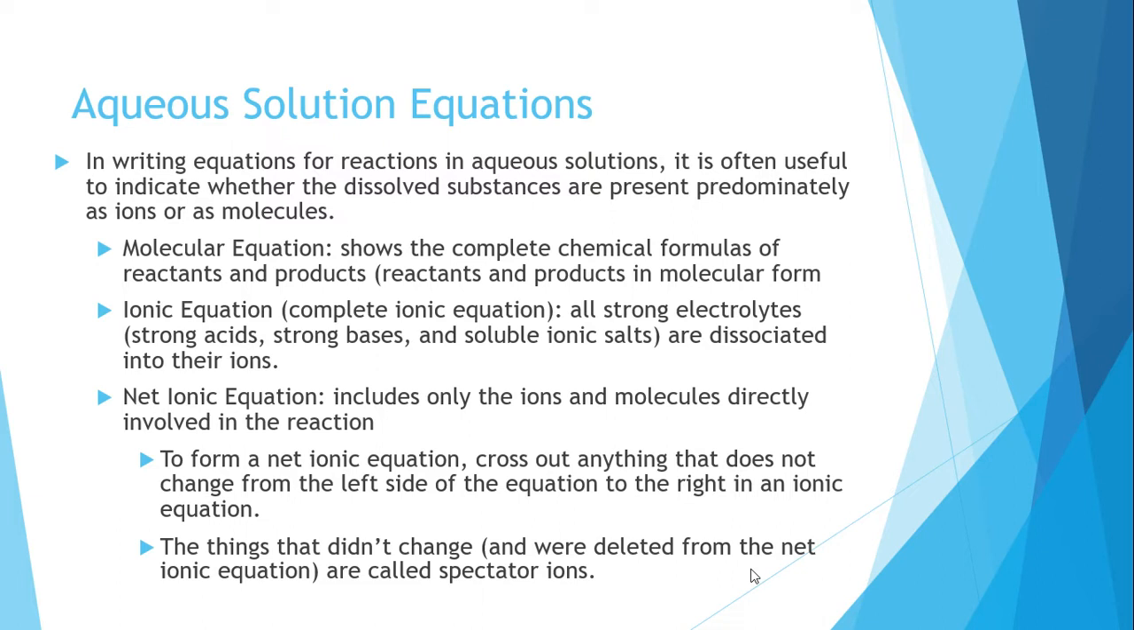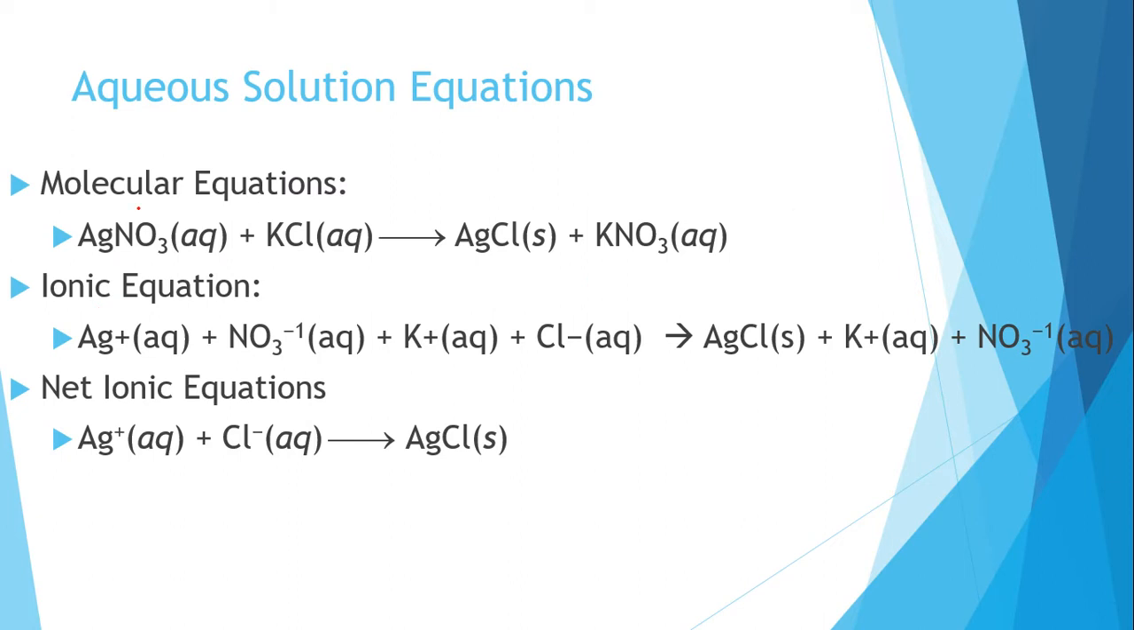First, let's talk about a molecular equation. This shows the complete chemical formula of my reactants and products in their molecular form, which means this is the most common way that you see equations written. To give you an example, here is a molecular equation. Note that everything is in its compound form, or considered molecular form, and it just gives the state of matter. This probably looks familiar because most equations you are given are molecular equations.